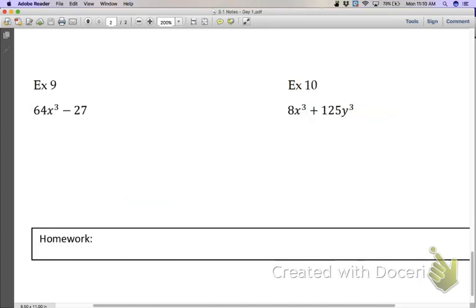Now, the last two deal with the sum and difference of two cubes. An easy thing to remember with the sum and difference of cubes is SOAP. With SOAP, that just means it's going to be the same sign, then the opposite sign, and then the last part is always positive.